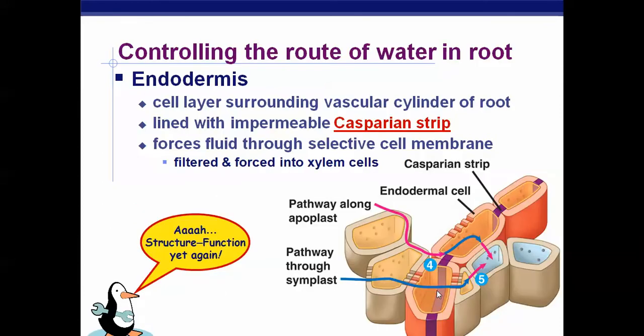We already discussed this in class. The endodermis is a cell layer that surrounds the xylem, and this actually forces the water into the xylem because it's lined with an impermeable strip. Remember, impermeable means things cannot pass it. This impermeable Casparian strip is represented by this purple right here. The water can't go left because the Casparian strip is blocking it. It can't go right because the strip is blocking it, and it can't go backwards because that's where the water is coming from, so it's forced in only one direction, towards the xylem.